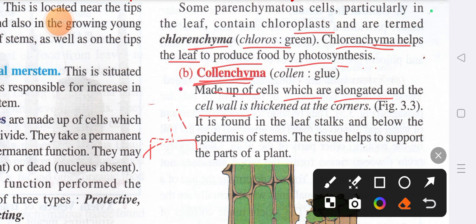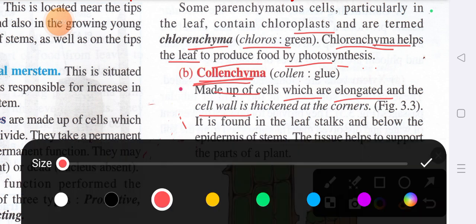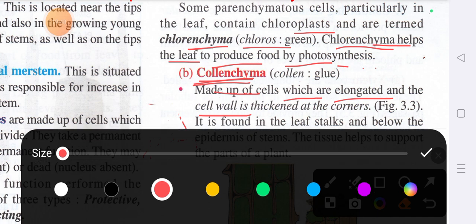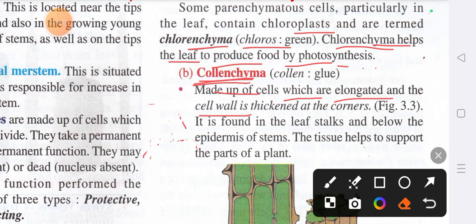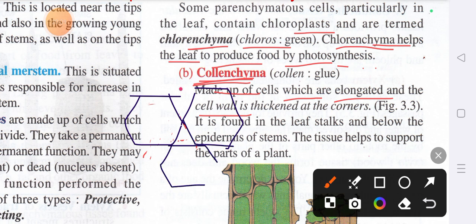See, the eraser is very thin, therefore I am having too much trouble to show you. Now I will show you how exactly the collenchyma looks. Very beautiful. See, they are polygonal in shape. They are polygonal only, okay? They are not circular or any other kind of tissues.